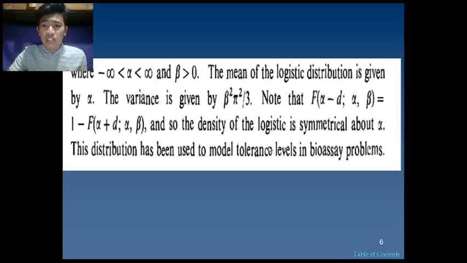The mean of the logistic distribution is given by alpha, and the variance is given by beta squared pi squared over 3. We note that F of alpha minus d with the parameters alpha and beta is equal to 1 minus F of alpha plus d with parameters alpha and beta, and so the density of the logistic is symmetric about alpha. This distribution has been used to model tolerance levels of buoyancy problems.